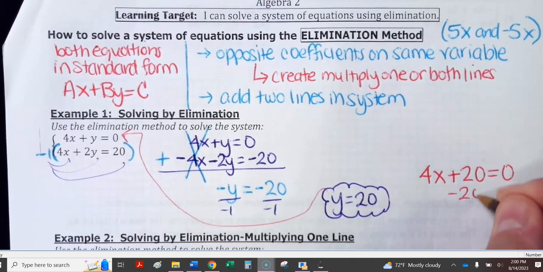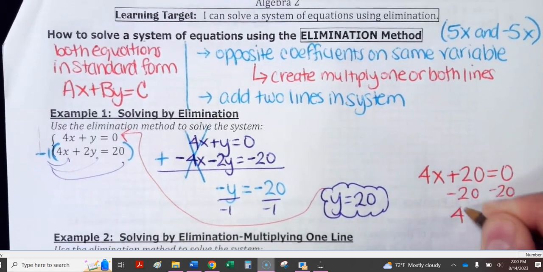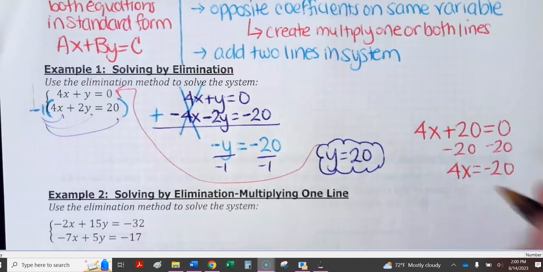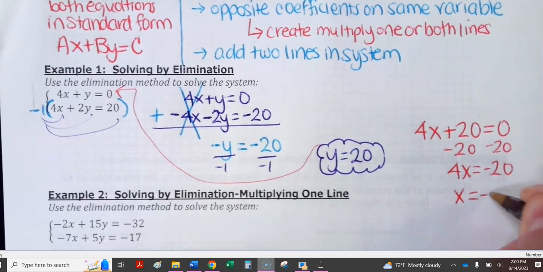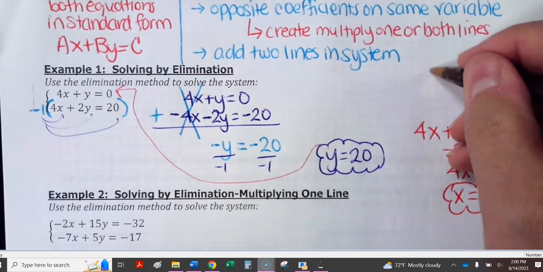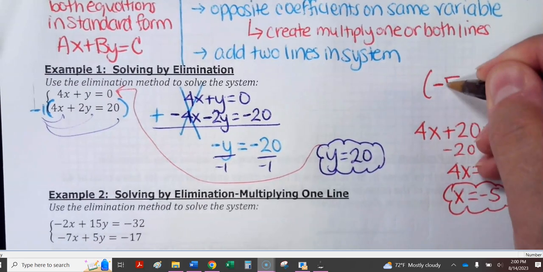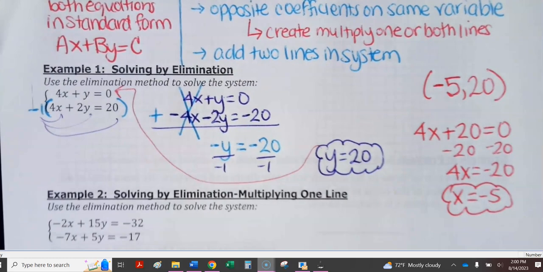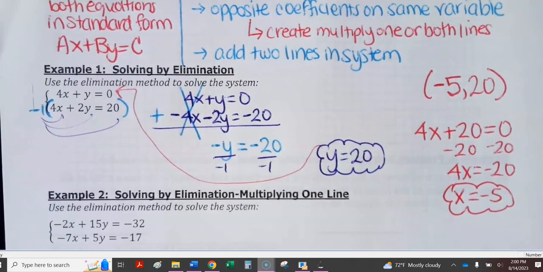I'd subtract 20. So I get 4x is negative 20. What's my x going to be? Negative 5. As long as you tell me x and y, we're good. If you want to write it as a coordinate point, the x coordinate would go first and the y coordinate would go second. So they intersect at the point negative 5, 20 on a graph. Okay. Anybody have a question?